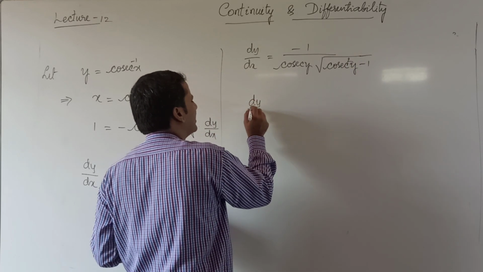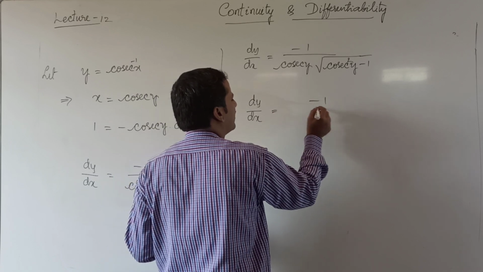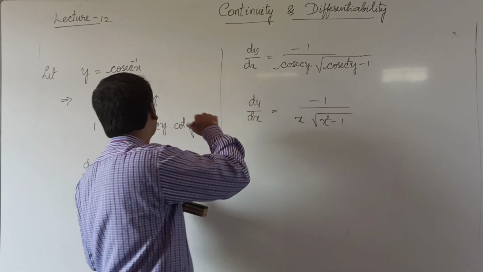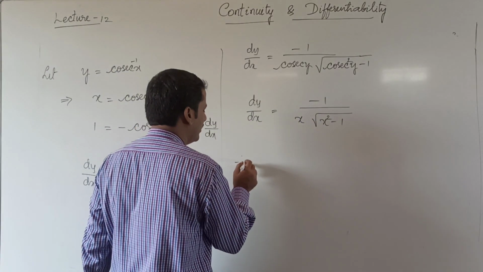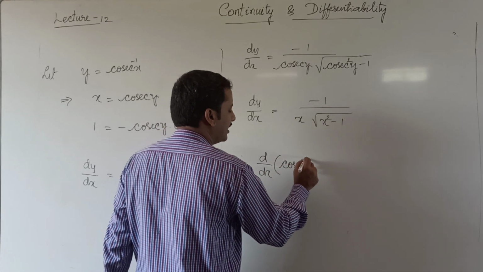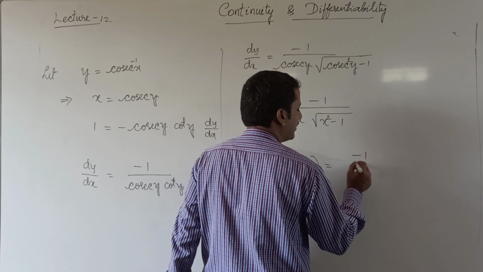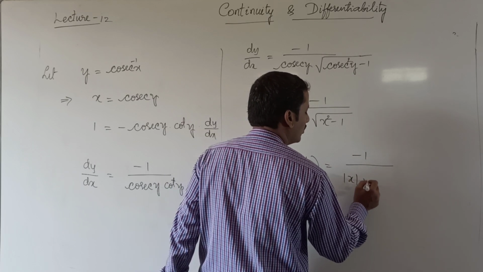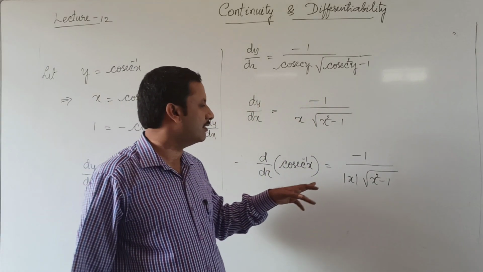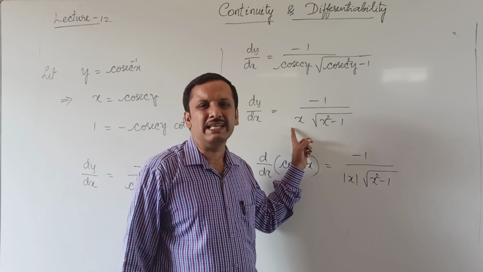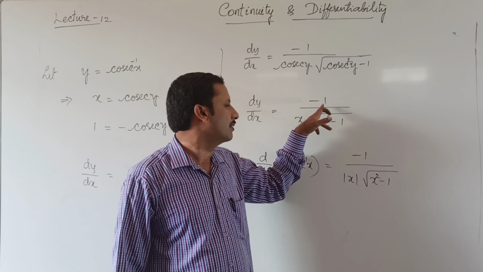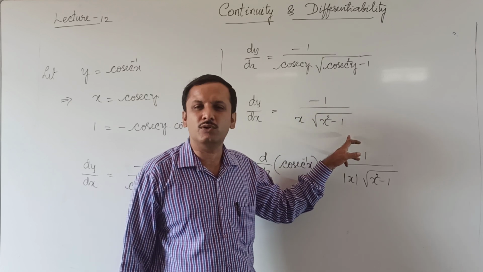So dy by dx is equal to minus 1 by x into root of x square minus 1. Cosecant y is x. Therefore, dy by dx of cosecant inverse x will be equal to minus 1 by mod x into root of x square minus 1. When x is negative, it will become minus 1 by minus x into root x square minus 1. When x is greater than 1, it will become minus 1 by x into root x square minus 1.